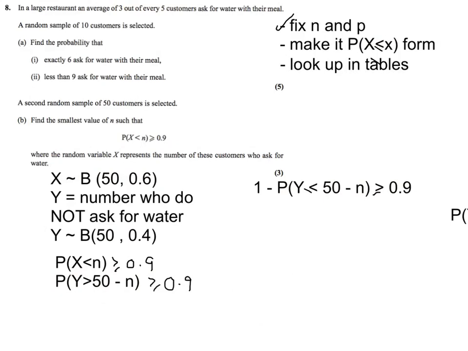I'm really, really close now. I have done the second step. I've made it into that less than or equal to form. All I need to do now is a tiny bit of rearranging and I can go straight into using my tables. So what I'm going to do first of all is I'm going to take 1 off both sides. That will leave me with negative, that probability is greater than or equal to negative 0.1. And then I need to multiply by negative 1 to get rid of the minus signs. Multiplying by a negative is going to flip my sign around so that I am left with this as my final equation to actually look up in the probability tables.